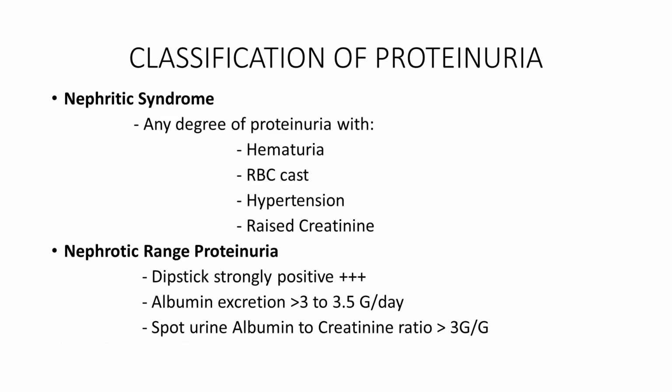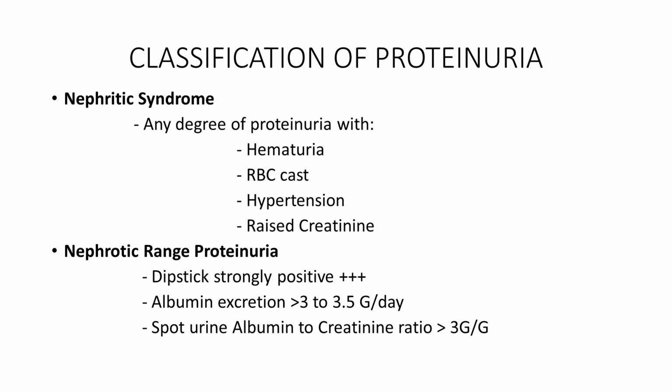Now, classification of proteinuria. Nephritic syndrome का proteinuria, any degree of proteinuria which is non-nephrotic, which is less than 3 gram per 24 hour, or on urine dipstick, it is less than +3, is a feature of nephritic syndrome. And in addition to that, nephritic syndrome also shows hematuria, RBC cast, hypertension, and raised creatinine. So in nephritic syndrome, renal functions are impaired, patient is hypertensive, and in addition to the proteinuria, which is non-nephrotic, you also get hematuria and RBC cast. This we will be discussing in the subsequent lecture, which will be on the nephritic syndrome.